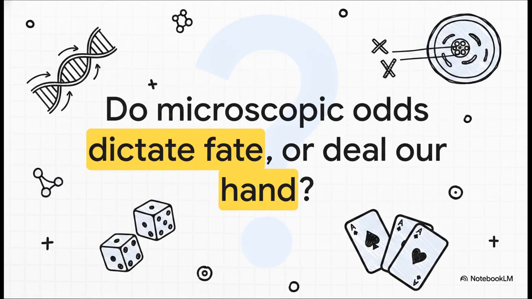So, what does this all mean? We started today with a mystery about how diseases pass from generation to generation, and we traced the answer all the way down to the physical tension of microtubules inside a dividing cell. It leaves us with a profound question. Do the microscopic odds of inheritance dictate our fate, or do they simply deal our starting hand? The biological basis of inheritance is a beautiful, fragile system of chance, mathematics, and molecular biology.